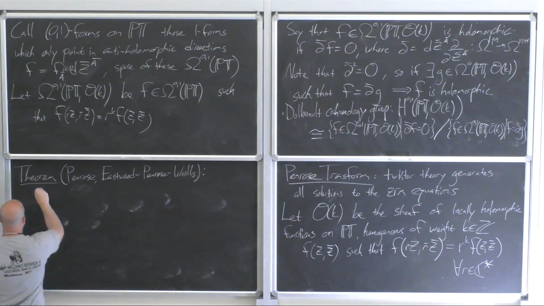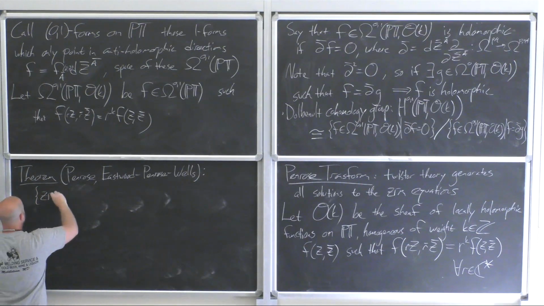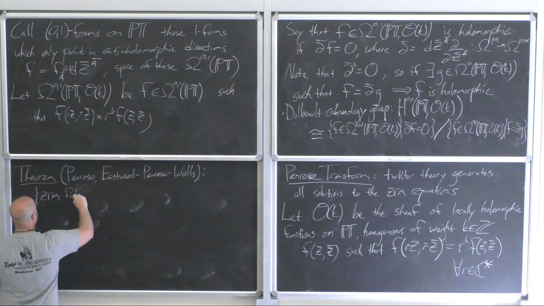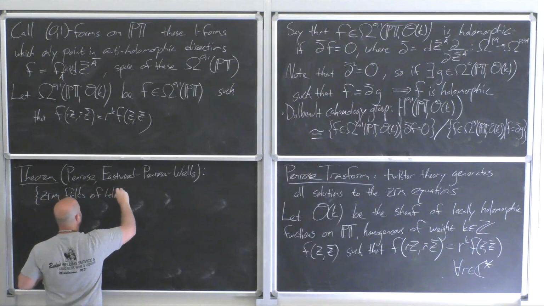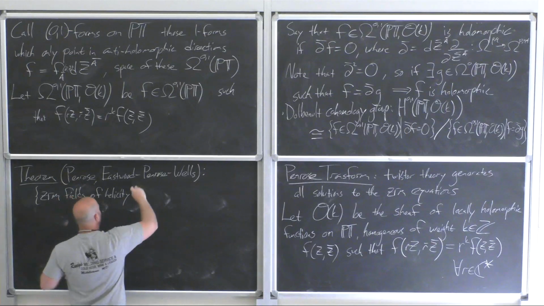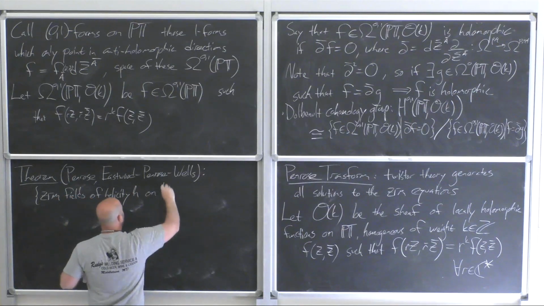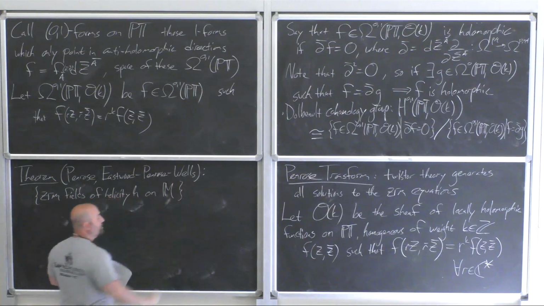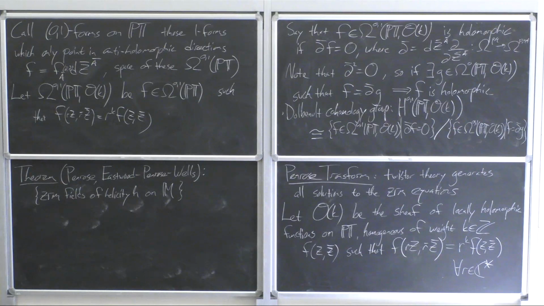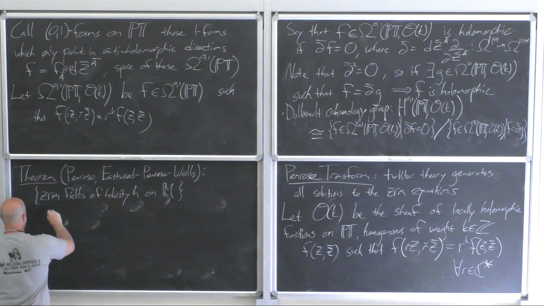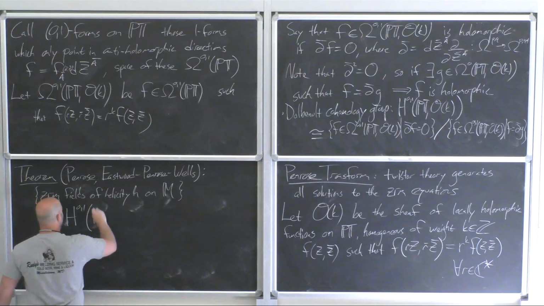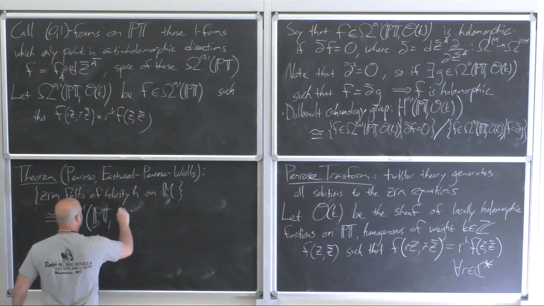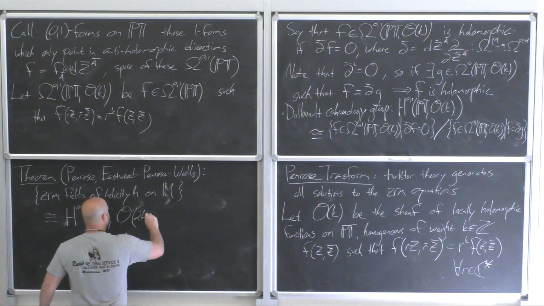The theorem is that the set of all zero rest mass fields of helicity H on complexified Minkowski space is in 1-to-1 correspondence with the cohomology group H01 on PT, curly O of 2H minus 2.